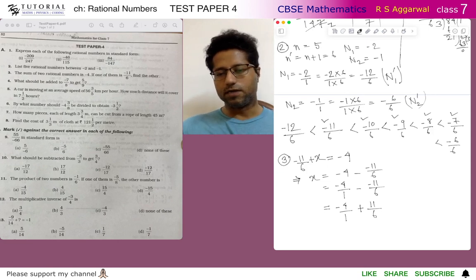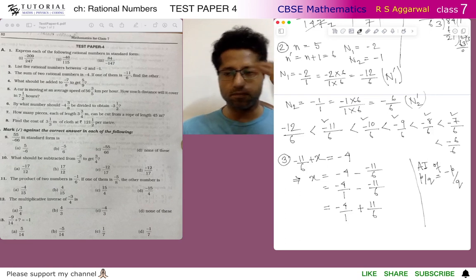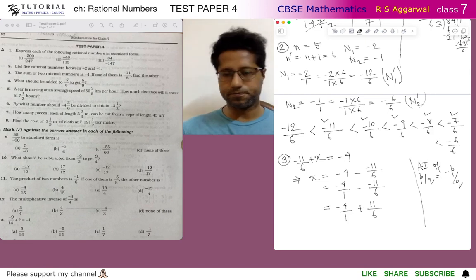So what is additive inverse? Additive inverse of a rational number, I am in short writing AI, additive inverse of a rational number p by q is nothing but minus p by q. You just reverse the sign of the numerator.